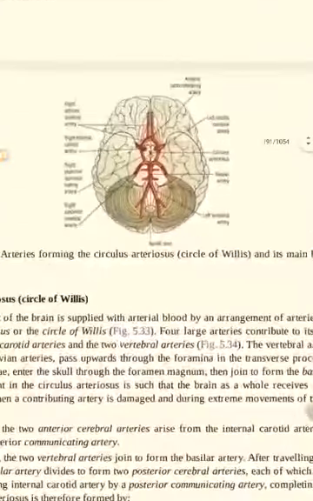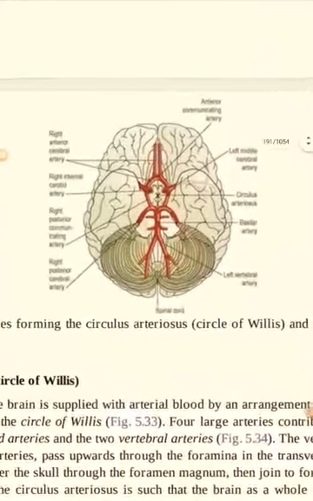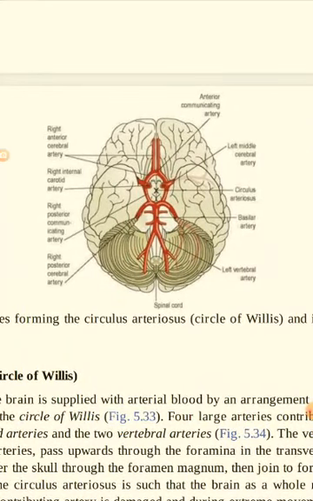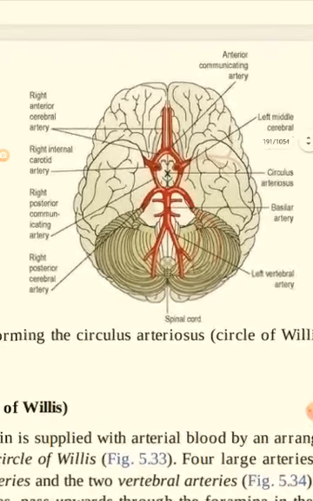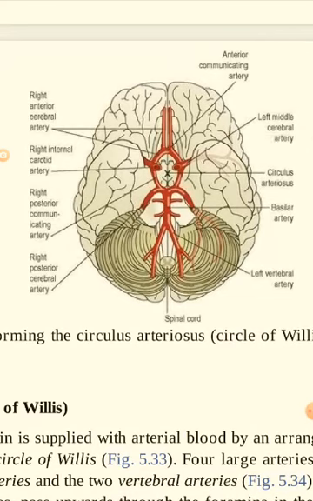Initially, we have anterior cerebral arteries from the internal carotid arteries, which are connected to the other side through the anterior communicating artery. We have both right and left vertebral arteries which join together to form the basilar artery. The basilar artery then divides into the posterior cerebral arteries on the right and left side, which are joined to the posterior communicating artery, a branch of the internal carotid artery. Thus the circle of Willis is completed.